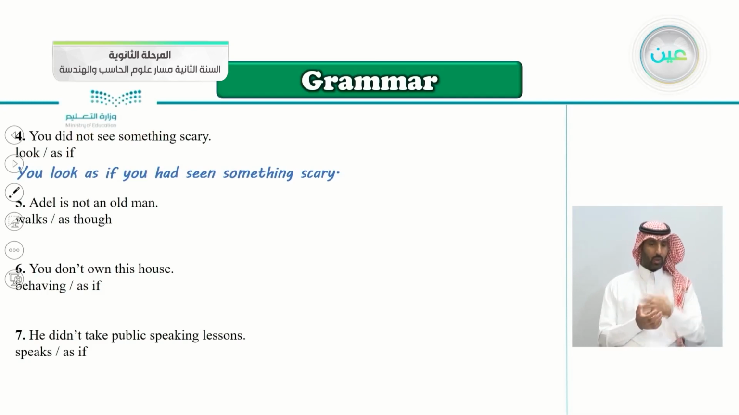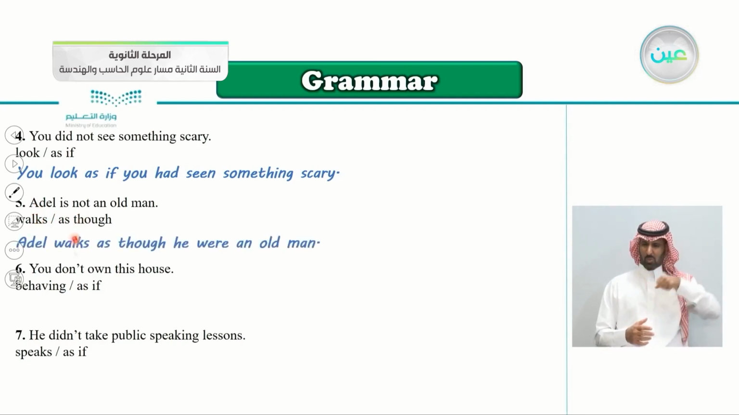Number five, Adil is not an old man. Walks as though. Yes, excellent. Adil walks as though he were an old man, but in reality, Adil is not. Maybe he's still a teenager.